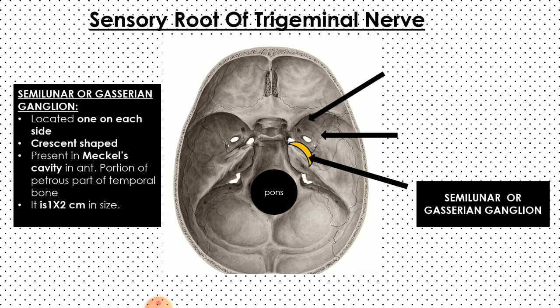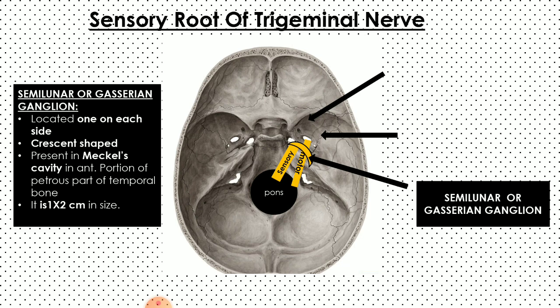So before that we'll learn about the sensory root and motor root of the trigeminal nerve. From the pons and medulla oblongata, this sensory root and motor root emerge. The sensory root emerges from the pons and medulla and it traverses forward and enters the concave portion of the ganglion. Similarly, the motor root also traverses forward beneath the ganglion straight towards the foramen ovale to exit the skull.